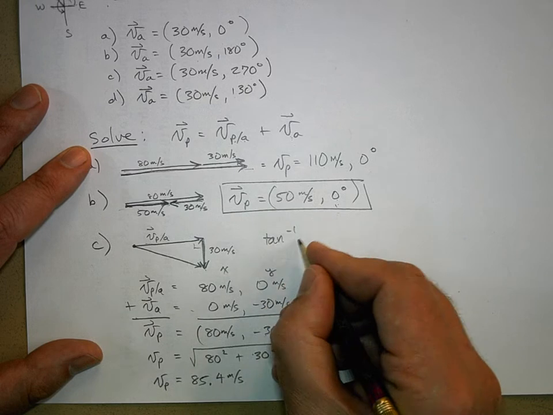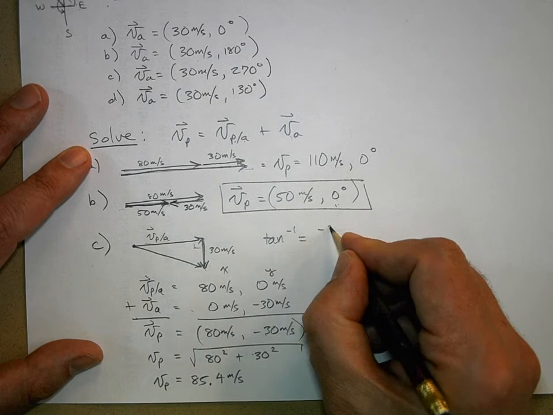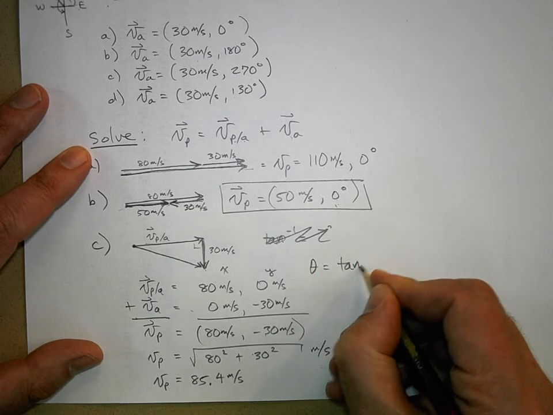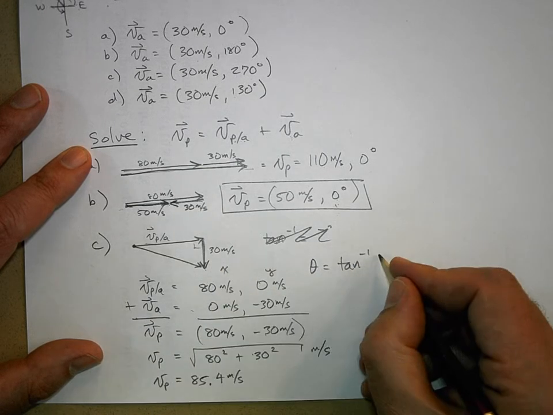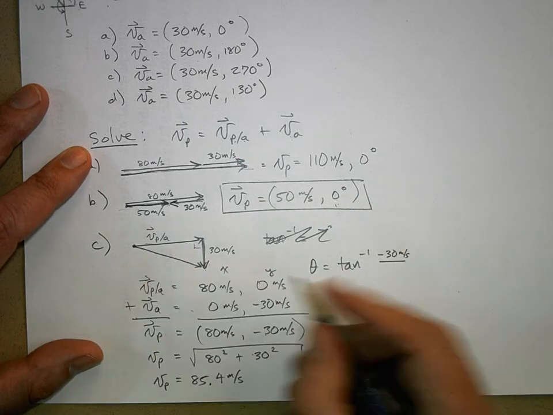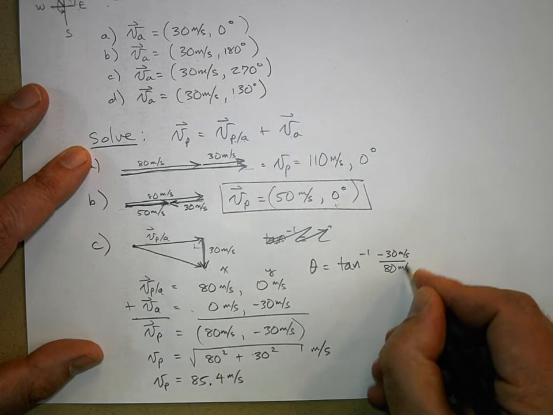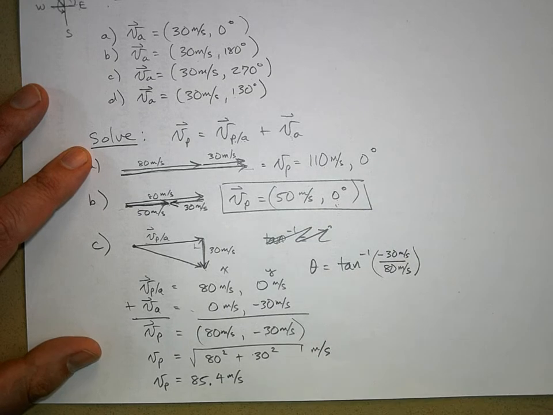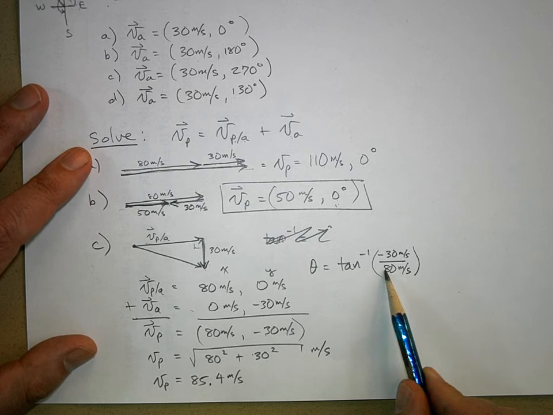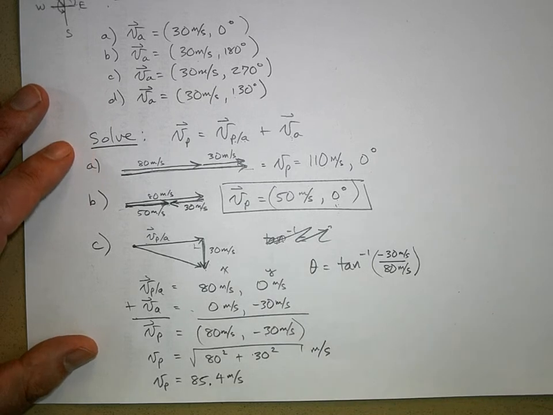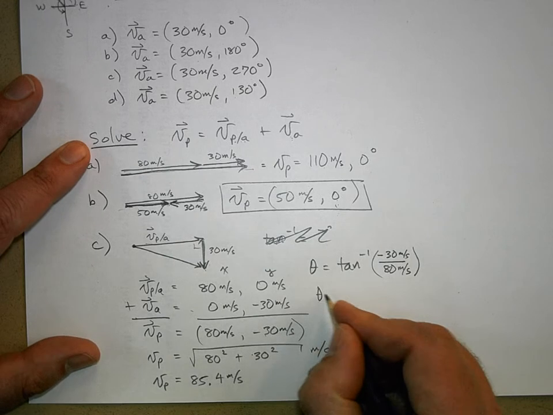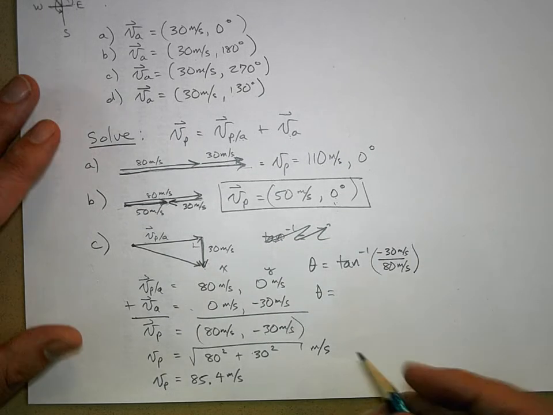We'll take the inverse tangent of the y value. Oh, I'm sorry. Theta equals the inverse tangent of the y value, which is negative 30 over the x value. Now, am I going to need to add 180 degrees to my answer? No, because the x is positive, so I'm on the right side of the xy plane. Your calculator can deal with that. But it is going to give me a negative angle, like negative 20 or something.